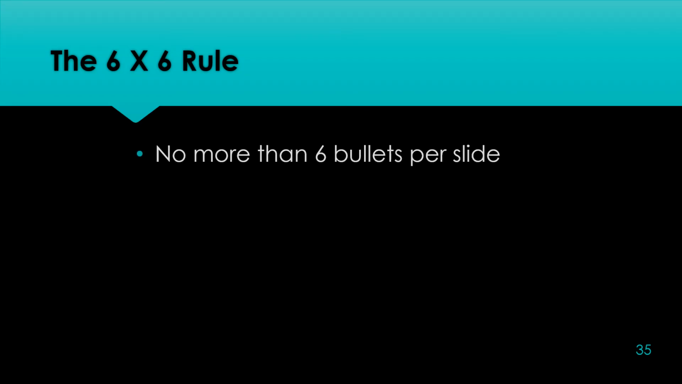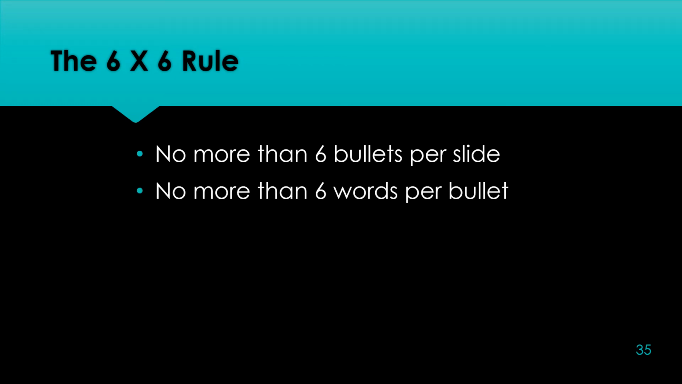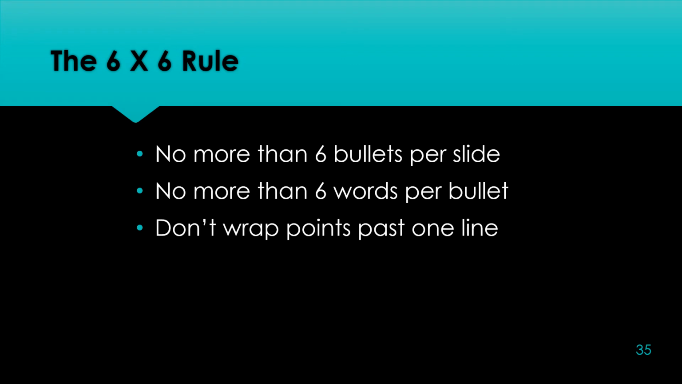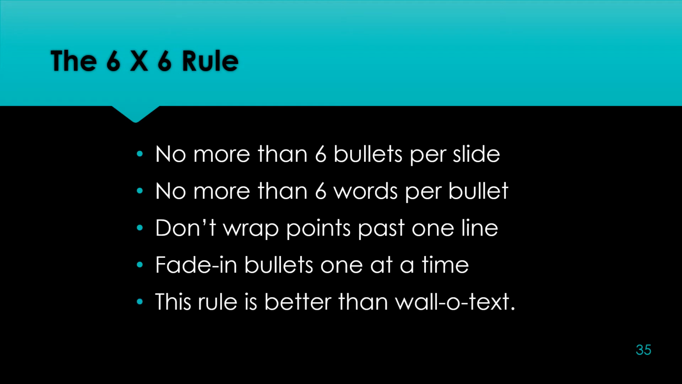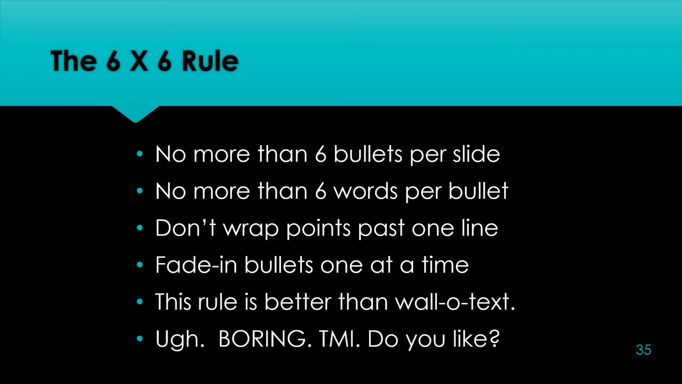Maybe you've heard of the 6x6 rule. Here's the 6x6 rule. No more than 6 bullets per slide, no more than 6 words per bullet. Don't wrap your points past one line. Fade in bullets one at a time. This rule is better than a wall of text. Ugh, boring, too much information. Do you like to have slide after slide with text and bullet points? No.